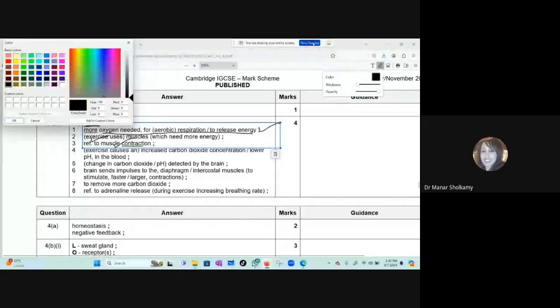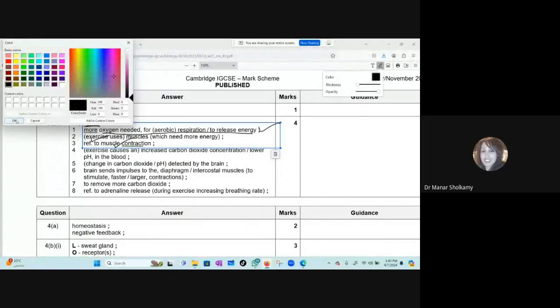Can you see my screen? Is it now available? Can you see my screen? Yes.